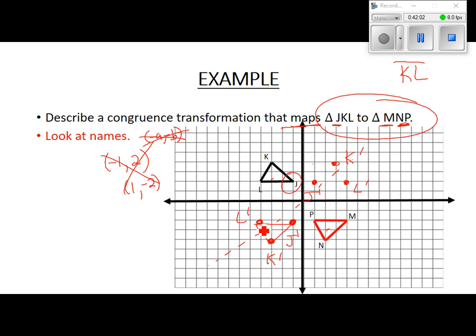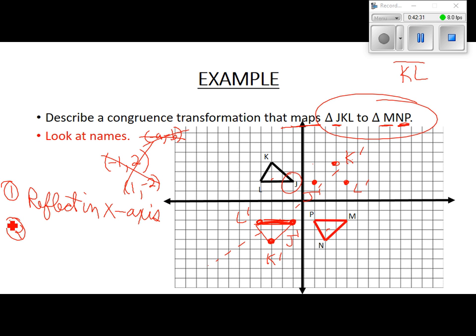Now, if I could draw, my pen's way off. It's supposed to be up here, right? So our first thing is, what do we do? Reflect this in what? In the X-axis, that's our first part. This is what you're gonna have to write on your homework. That's the first thing. Then what? Translate it. So we're gonna slide it.